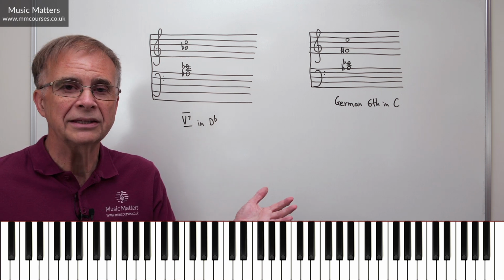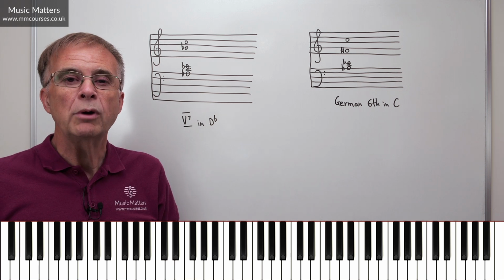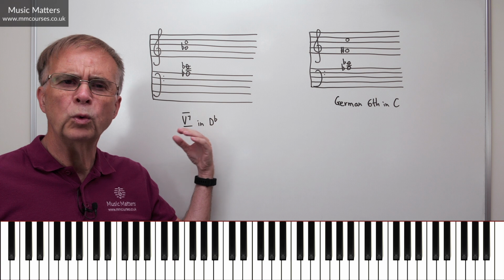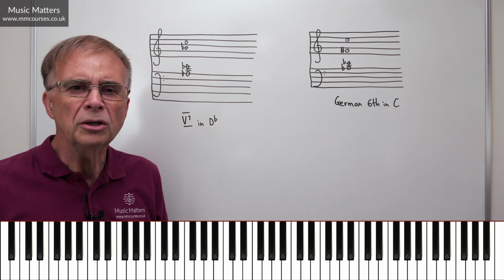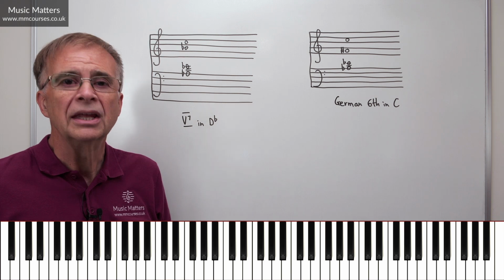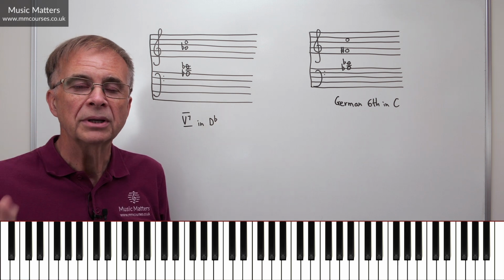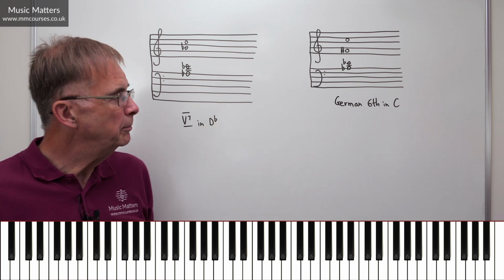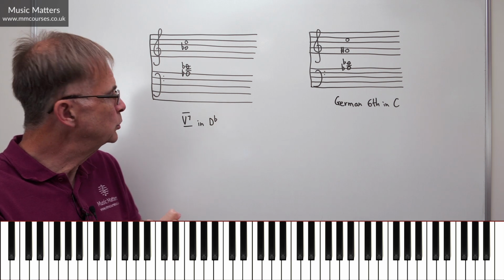So lots of people hear that and say, well, it's exactly the same chord, isn't it? So why are we making this distinction between what would be a dominant seventh in D flat and a German sixth in C? Well, it's about that difference between the F sharp and the G flat. So we'll come back to that very shortly. First of all, let's just make sure we understand what we're talking about.